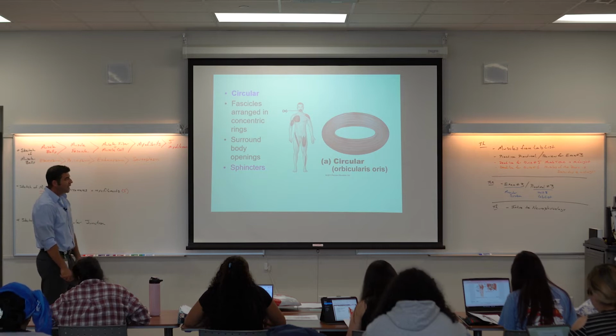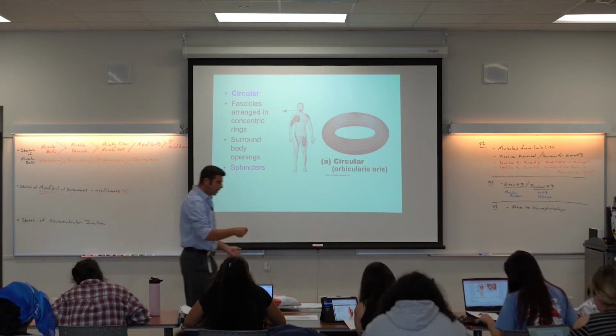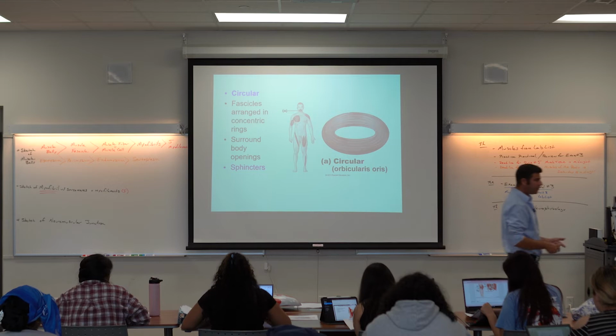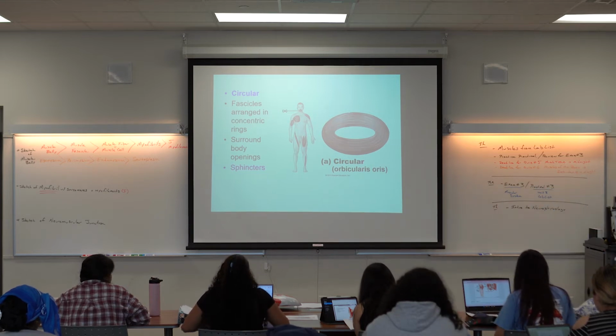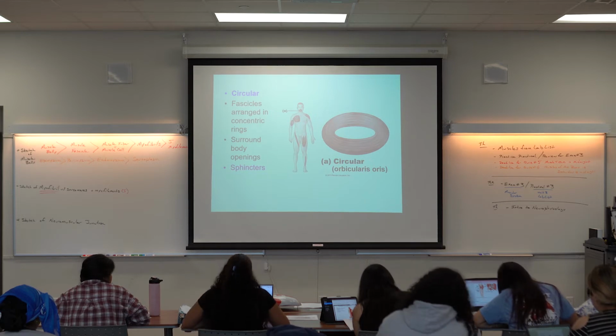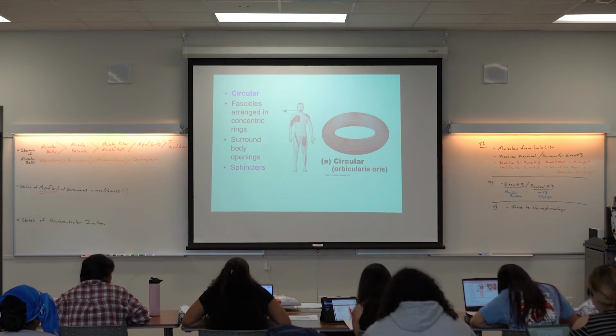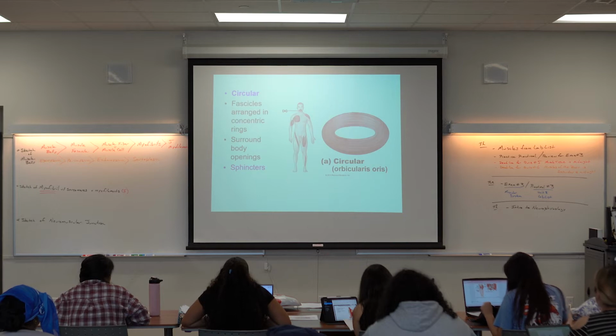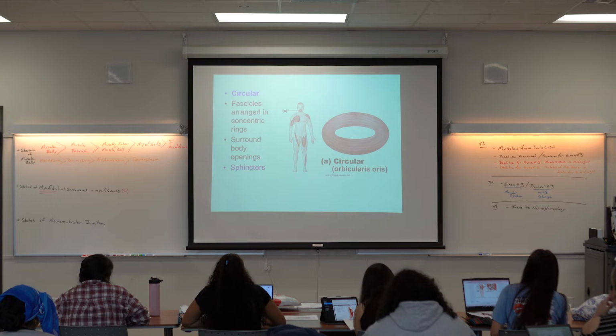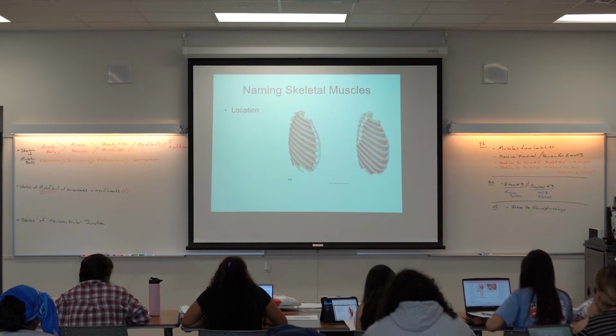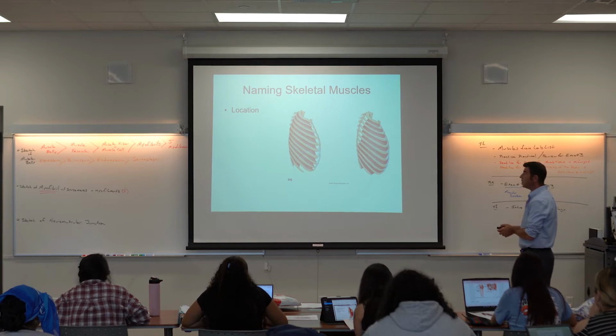Sometimes these fascicles are arranged in a circular pattern, and the muscle is often given a circular name. So we can see the orbicularis oris is this circular muscle that surrounds the mouth. You would use that if you're puckering your lips. Sphincter muscles, when we get to the digestive tract, are also made out of these circular muscle fascicles. I talked about intercostal muscles. Sometimes muscles are named after their location.